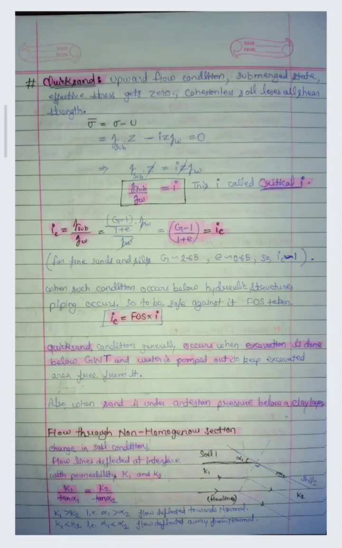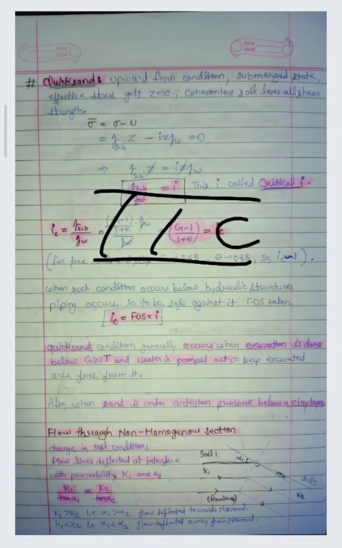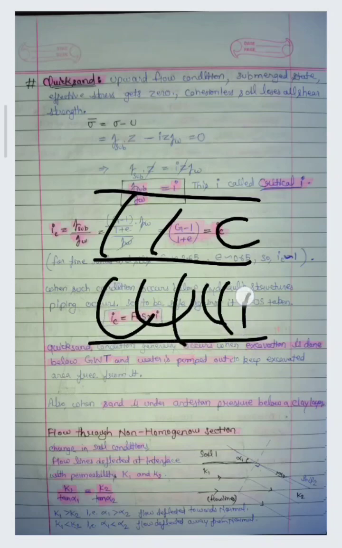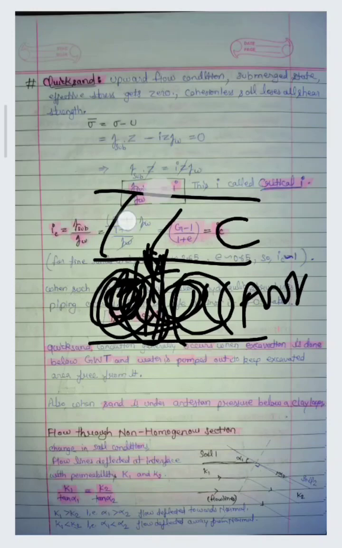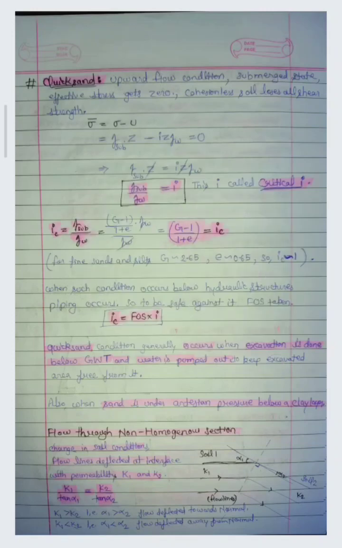Also when sand is under artesian pressure below a clay layer. So if there is a clay layer, and below it is a sandy strata which is acting as an artesian aquifer, now if the pressure is more, suddenly the effective stress over the sandy soil particles will become 0. So again the quicksand condition will occur in this zone.